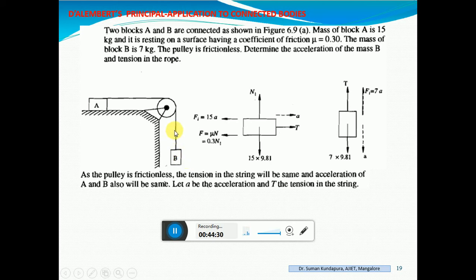Okay, so you are supposed to find out the tension in this rope T. This B is not touching the surface, so you are not bothered about the friction forces here, but A is touching the surface. In the previous problem we had only one particle. Here we are applying D'Alembert's principle to connected bodies. This is a pulley.